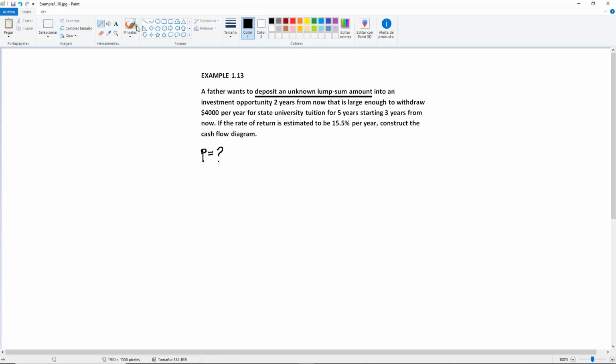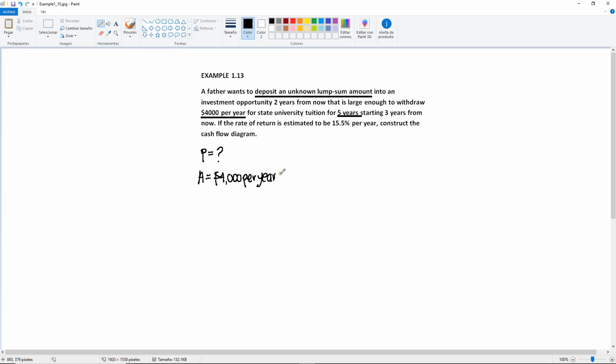withdraw $4,000, and then it has a keyword, per year. Okay, 5 years. So this means that if it's per year, and then it says that this is 5 years, that means that we have an annual equal amount. So we're going to have our A equals 4,000 per year.